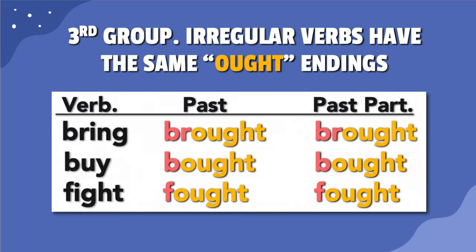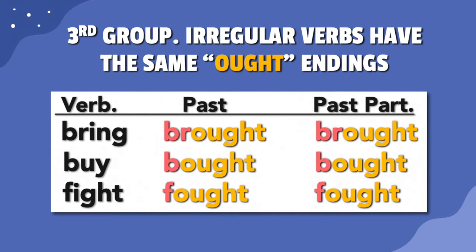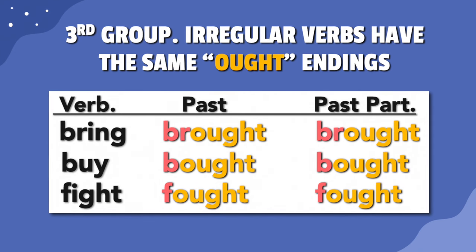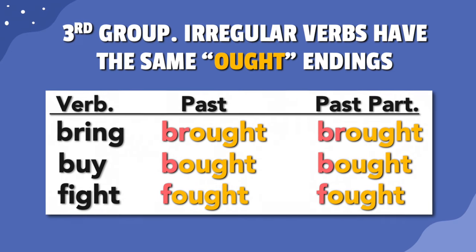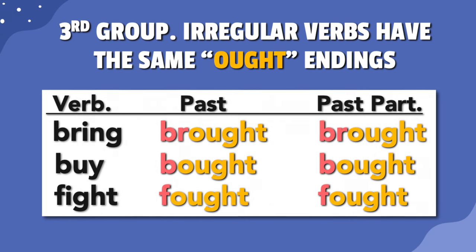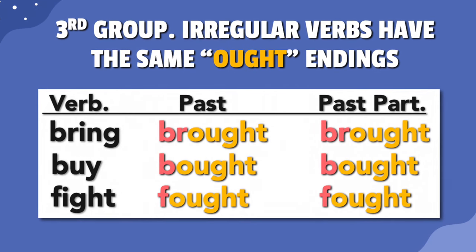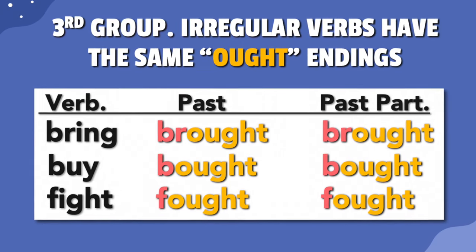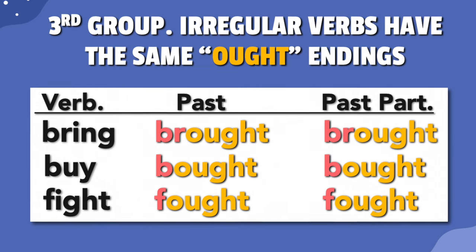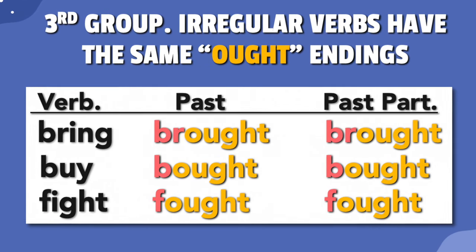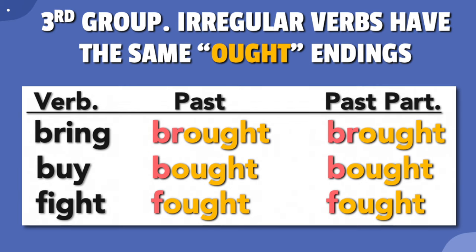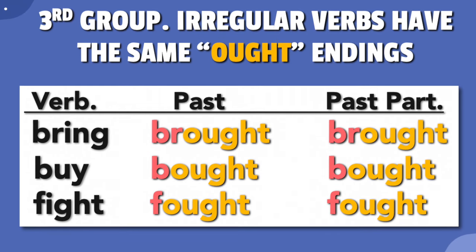The third group, irregular verbs have the same O-U-G-H-T endings. Like these ones. Bring, brought, brought. Buy, bought, bought. Fight, fought, fought.